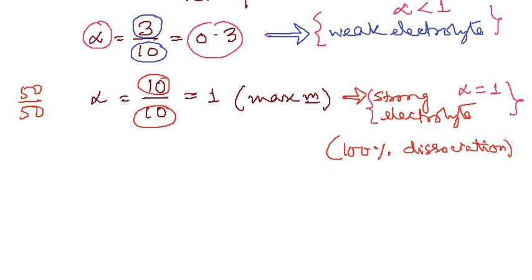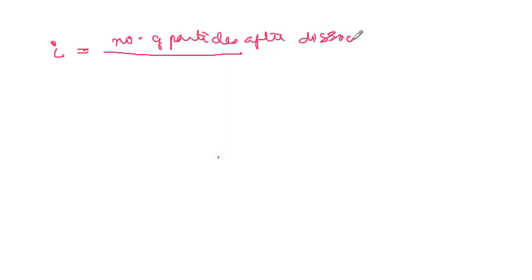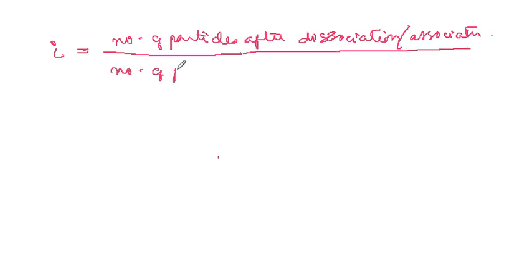And if we go into the Vant Hoff factor, let's say the Vant Hoff factor is all about the number of particles after dissociation or association, by the number of particles before dissociation or association.